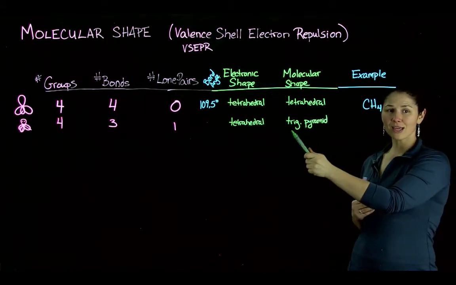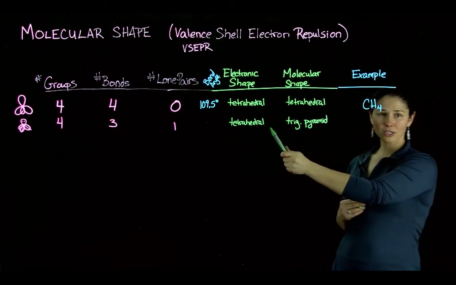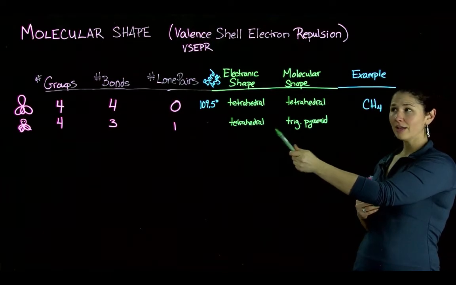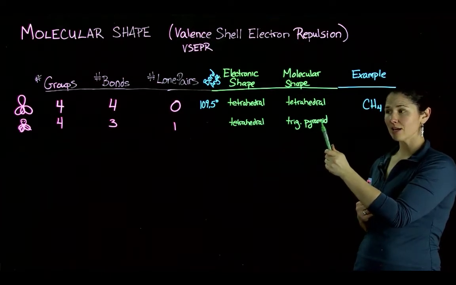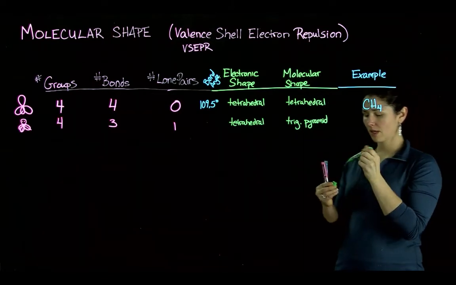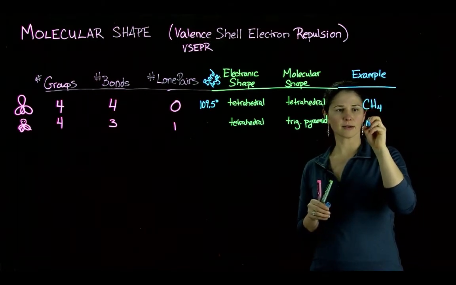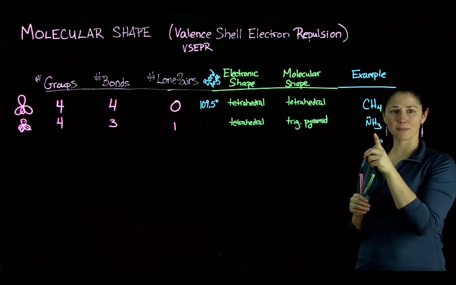The difference between the electronic shape and the molecular shape is that when we're talking about electronic shape, we're only talking about the electrons and where they are. And the molecular shape is basically the shape that the atoms would make. So these are different, especially when you have lone pairs. An example of this kind of molecule is NH3. The nitrogen has one lone pair and 3 bonded groups.